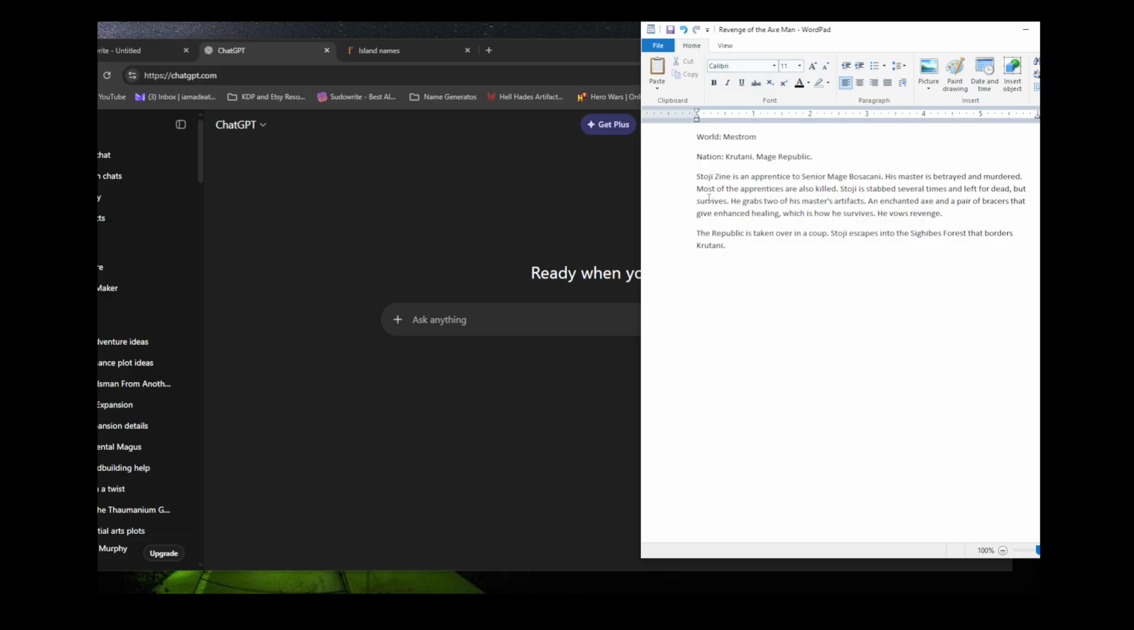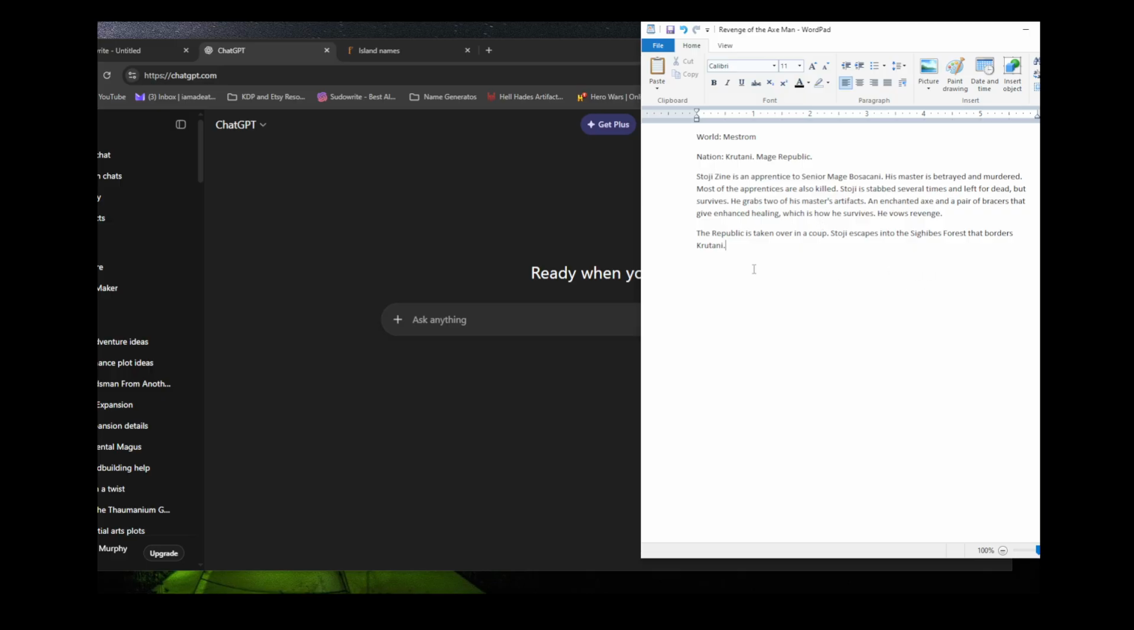And the main character's name is Stoji Zine. I might change that to Zane, Stoji Zane, but that's not too bad. And the basic idea is just his master is betrayed and murdered. He's an apprentice to a senior mage, Basakani. Most of the apprentices are also killed. He's stabbed several times, left for dead, but he survives. He's able to grab a couple of his master's artifacts, an enchanted axe and a pair of bracers that give enhanced healing. That's how he survives. He vows revenge.